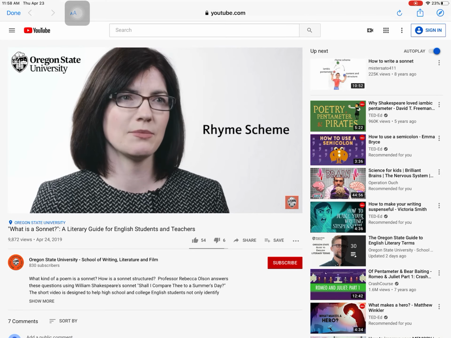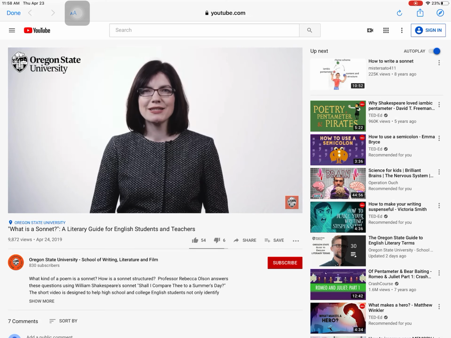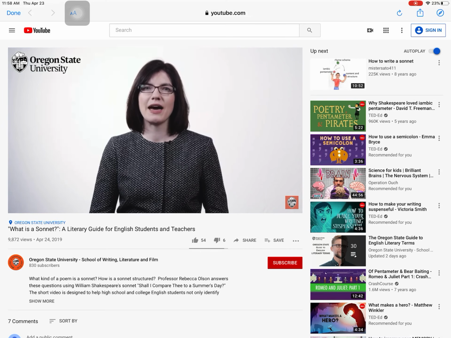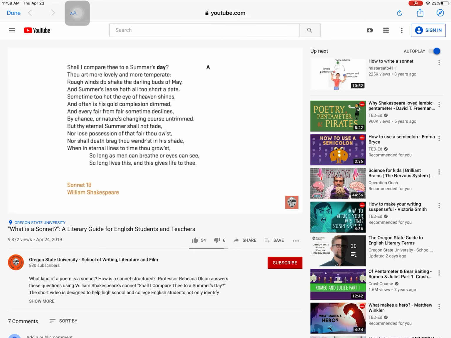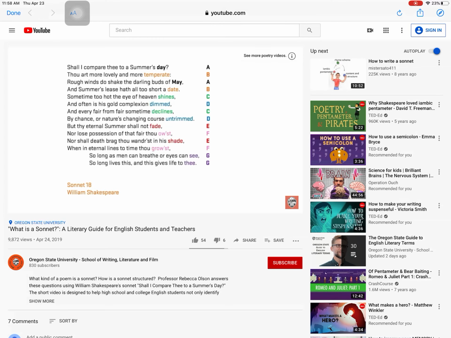To figure out a rhyme scheme, we look at the last word in each line. Each end sound is assigned a letter of the alphabet. So here, day is first, so we make it A. Temperate doesn't rhyme with day, so it's B. May does rhyme with day, so that's A again. The scheme is A, B, A, B, C, D, C, D, E, F, E, F, G, G.